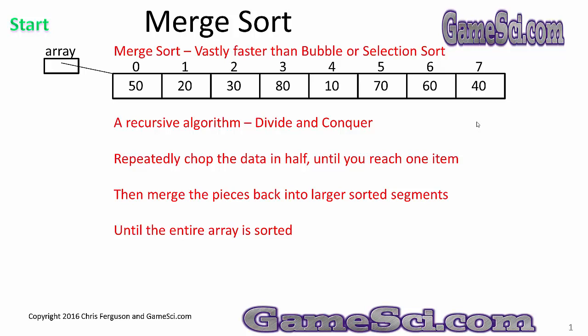Mergesort, vastly faster than bubble or selection sort. It's a recursive algorithm that employs a little divide and conquer to solve the problem. It repeatedly chops the data in half until you reach one item, then merges the pieces back into larger sorted segments until the entire array is sorted.